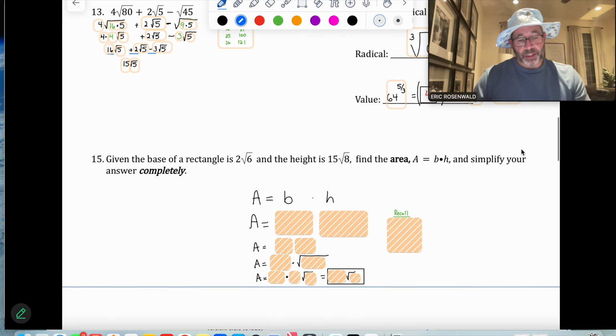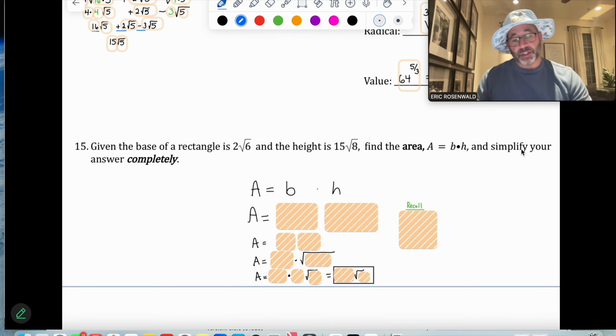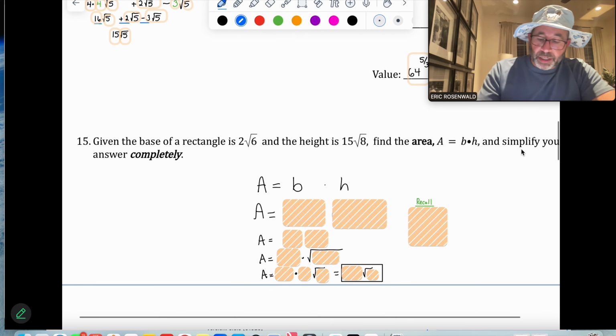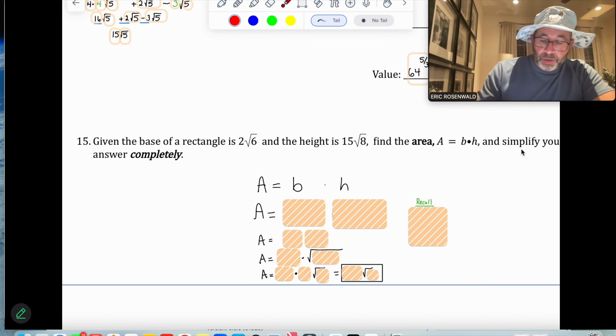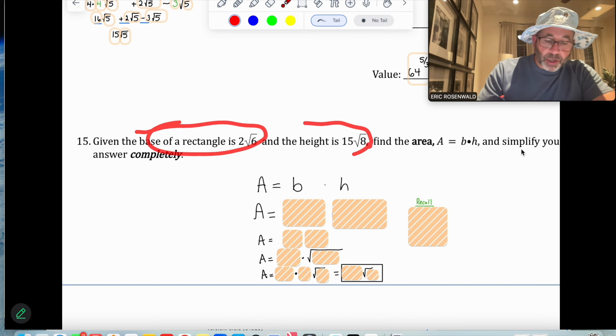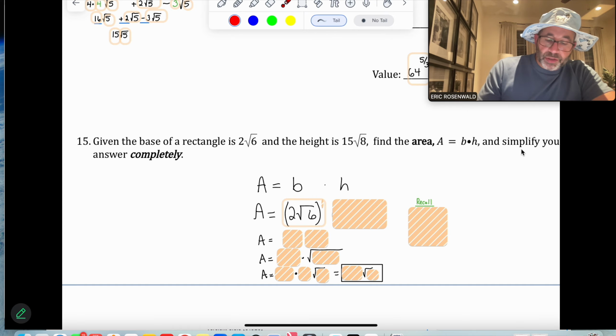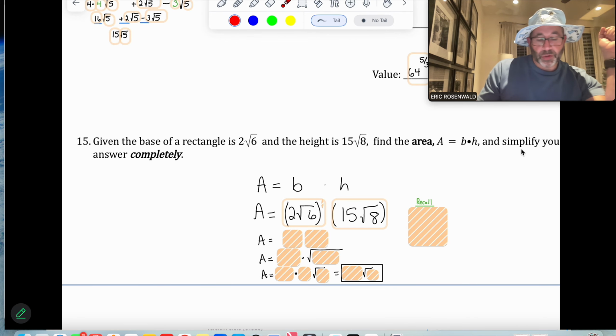And then the last question here is an area problem. In this case, they're saying the area of a rectangle is, when you look at the formula, this value right here is the base, and this part right here is the height. And so the formula is just base times height. So base in this case is 2 root 6, height is 15 root 8. Let's go ahead and multiply these together.